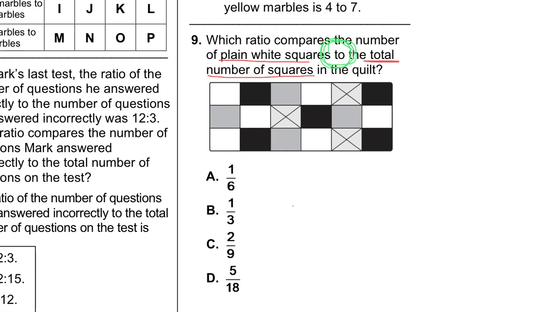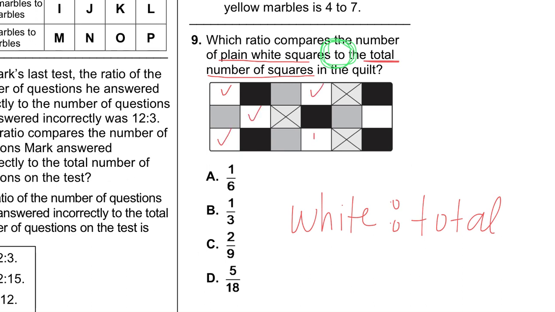So I'm going to write down white to total. In order to count the white, I have to mark them. 1, 2, 3, 4, 5, 6. That means I have 6 white.